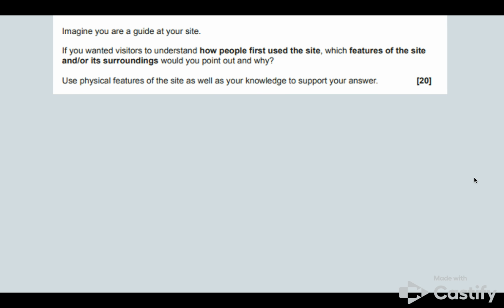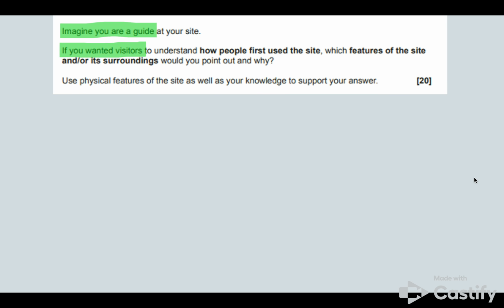Now that's a literal instruction. It's telling you, imagine you are a guide. And it then tells you, if you wanted visitors to understand something. So it's really inviting you to talk as if you are a guide. So you've got to imagine, if you are answering a question like this, okay, I'm a guide, I've got visitors in front of me, what am I going to tell them?